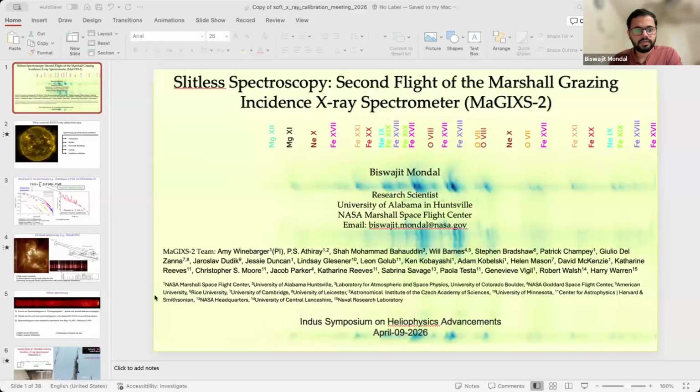So now we can move to the next talk of the session, and that is by Vishwajit Mondal. So maybe you can share your screen. Vishwajit is a NASA postdoctoral fellow at Marshall Space Flight Center, and his talk is titled "Slitless Spectroscopy: From Second Flight of the Marshall Grazing Incidence X-ray Spectrometer." So Vishwajit, you have 10 minutes for presentation. I will give you 1 minute warning before your time is up. So over to you. Thanks.